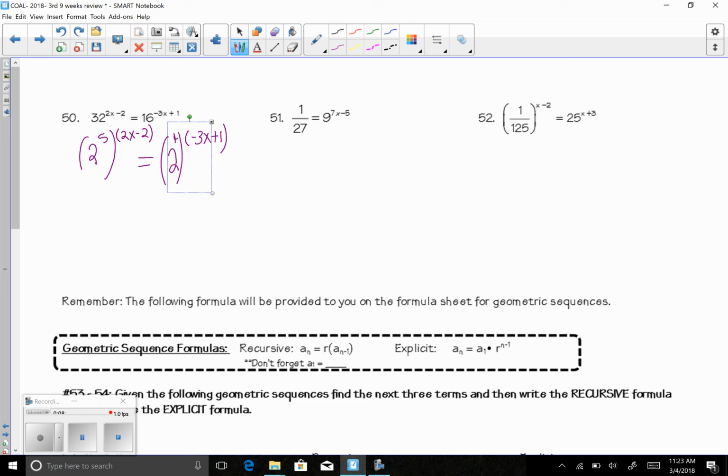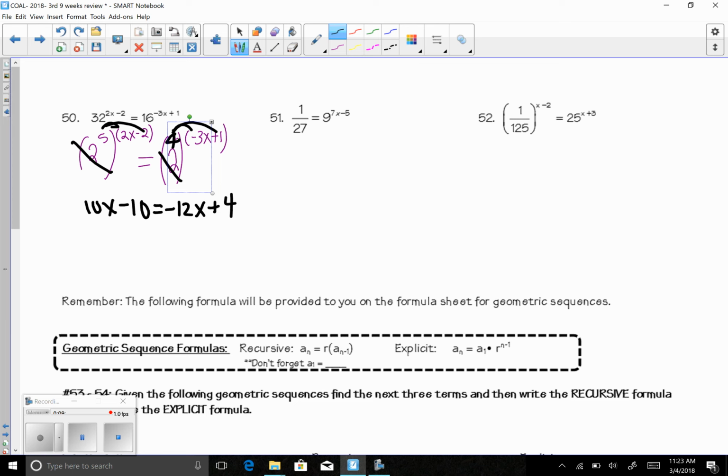I put my exponents that were originally there in parentheses because what you guys need to make sure you remember to do is you have to distribute these exponents. Okay, so I could go ahead and drop the bases. They're the same. I'm going to distribute. I get 10. 5 times 2x is 10x. 5 times negative 2 is negative 10. That's a 4. It doesn't look like it, but 4 to the negative 3x is negative 12x. 4 times 1 is 4.